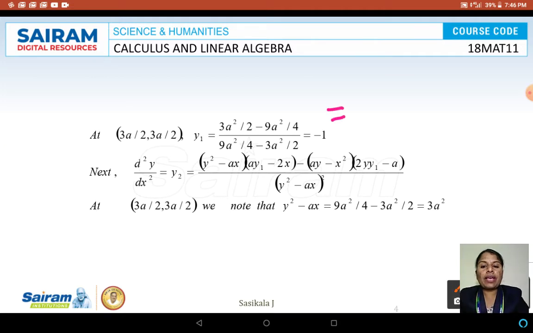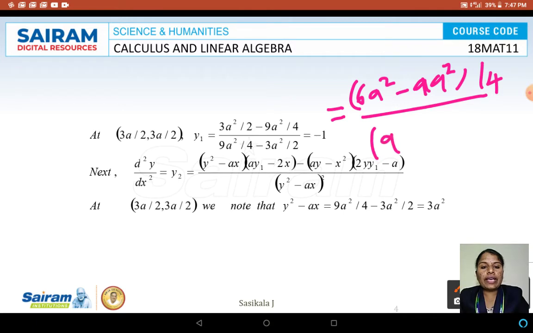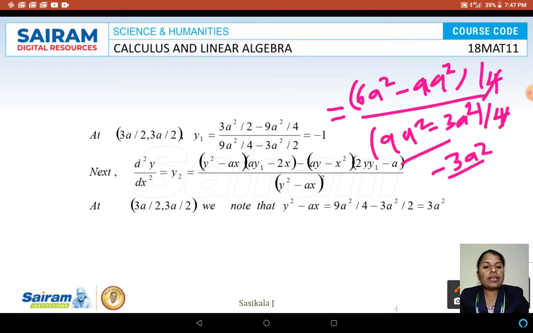The numerator you will be having for 2 multiple, you will be having 6a squared minus 9a squared by 4. And the denominator also, what is that? You have 9a squared minus 3a squared by 4 you will get. So 4 will get cancelled. 6a squared minus 9a squared will be minus 3a squared, and by this will be 9 minus 3, right? So sorry, 9 minus 6, here also multiple by 6, no? So plus 3a squared you will get. So 3a squared will get cancelled. You will get for minus 1.